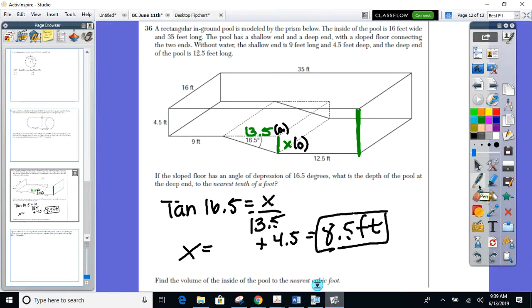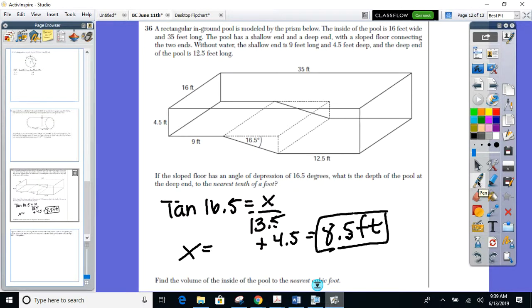All right, so there was the first part. The deep end's 8.5 feet. Now to your question, which is what's the volume of this thing. I'm not a big fan of the question, but it is what it is. So let me erase this. There's multiple ways I've seen it done. This is the way I like.